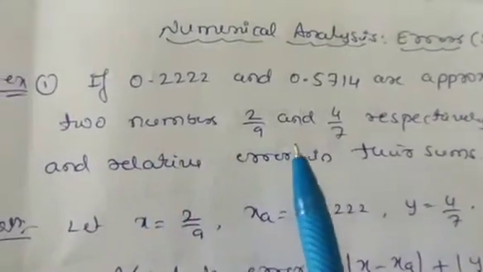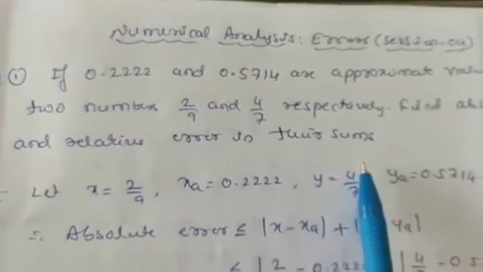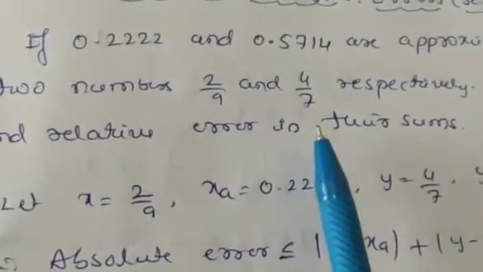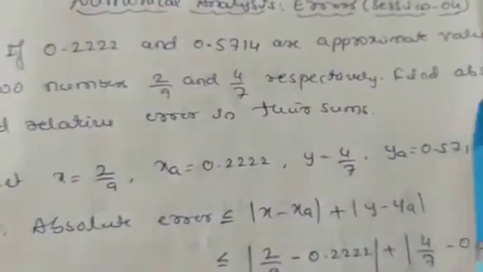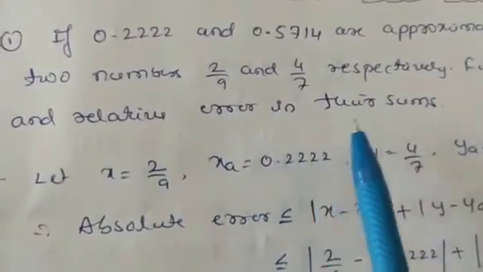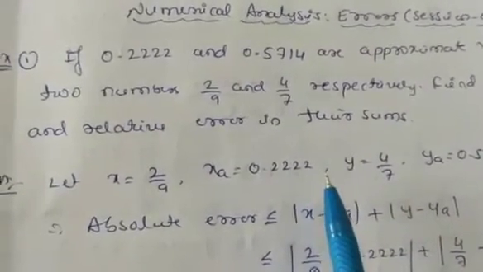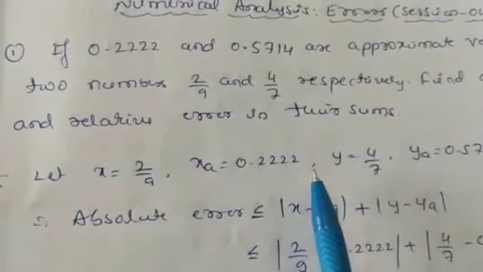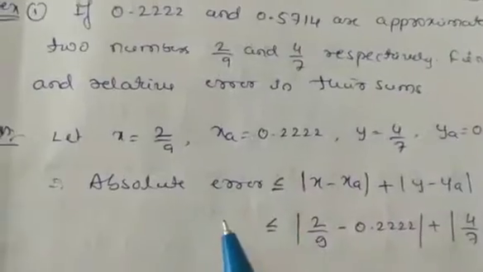If 0.2222 and 0.5714 are approximate values of two numbers 2 by 9 and 4 by 7 respectively, then find the absolute and relative error in their sums. In the last session we studied the error in sum, error in difference, error in product and error in quotient of two numbers. So using those formulas we can solve these examples here.